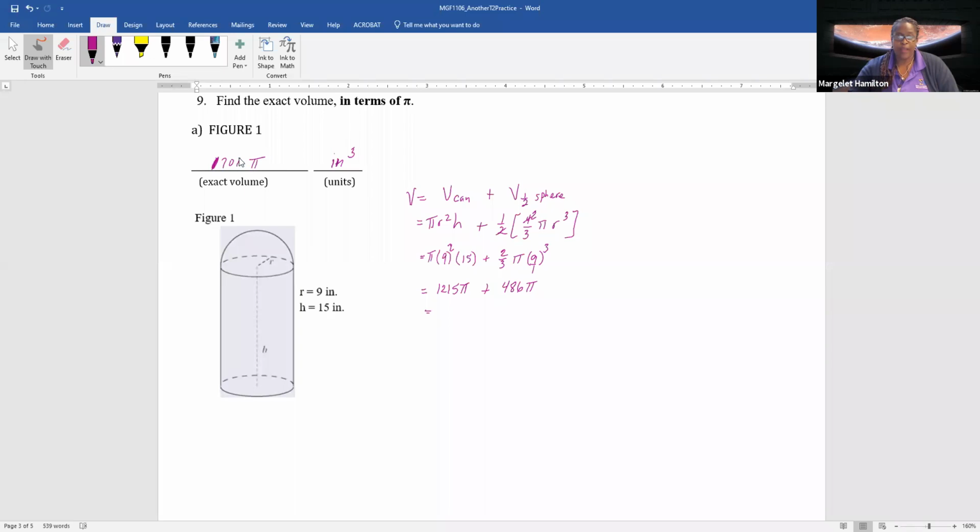So it wasn't too bad, right? Remember, we can combine these. As long as they both have a pi sign, you can combine them. Any questions about it?